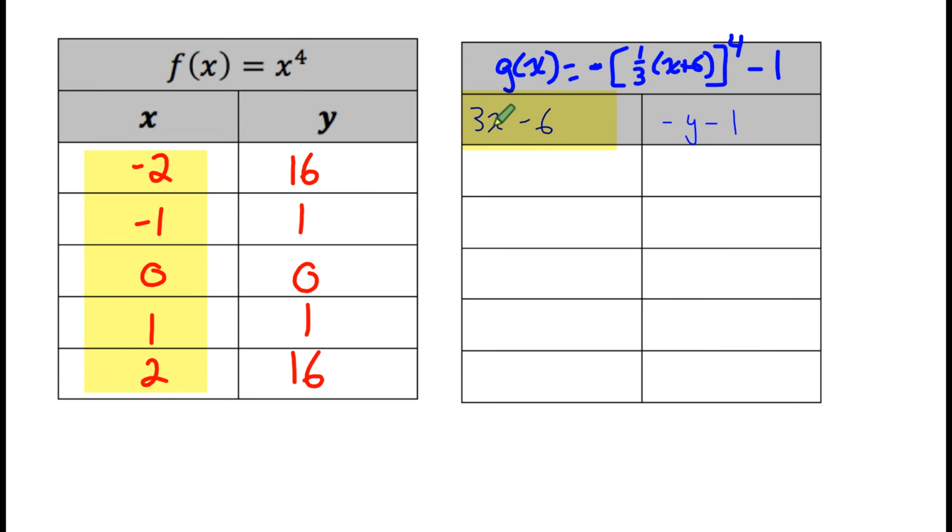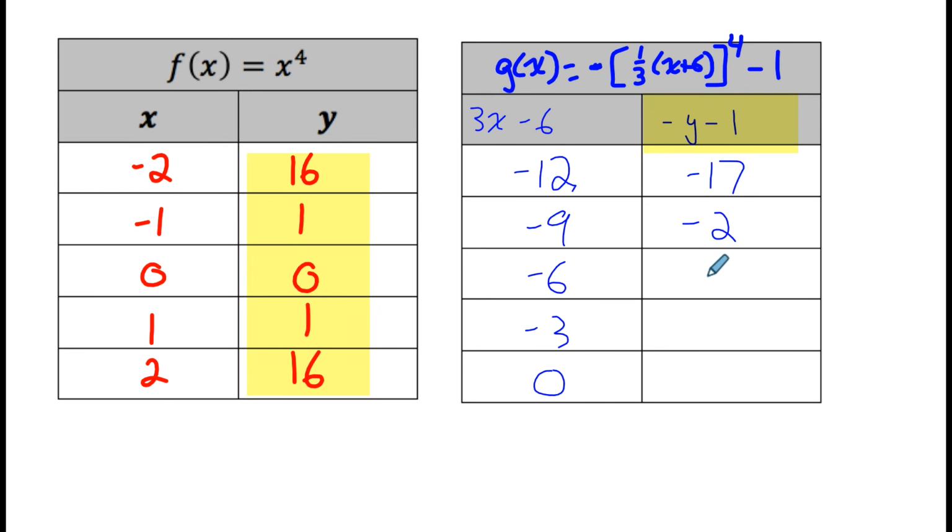3 times negative 2 is negative 6, minus 6 is negative 12. Plug in negative 1, we get negative 9. Plug in 0, we get negative 6. And so on. Now the y values. Plug in 16. Plug in 1. Plug in 0. Plug in 1 again, plug in 16 again. There's the table of points for our transformed function. Let's graph them both.